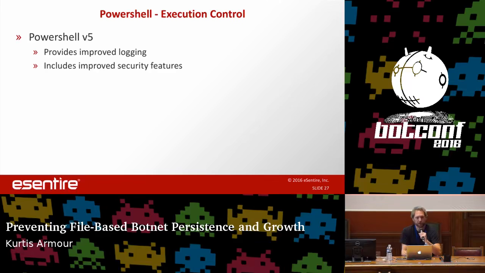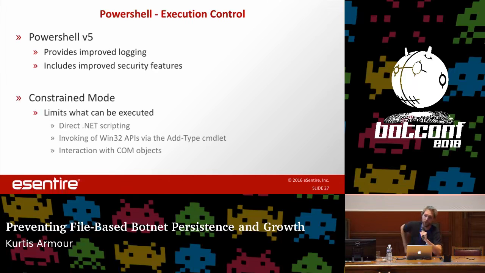So PowerShell version 5 came out. It has a lot more features in it. So it provides improved logging. So there's a lot more logging, and it's a lot more granular. And it also improves security features. So it does script block logging. It does system-wide transcripts. There's a constrained PowerShell feature, which I'll talk about, as well as in Windows 10, there's an anti-malware integration mechanism. So it'll scan PowerShell scripts before it executes them.